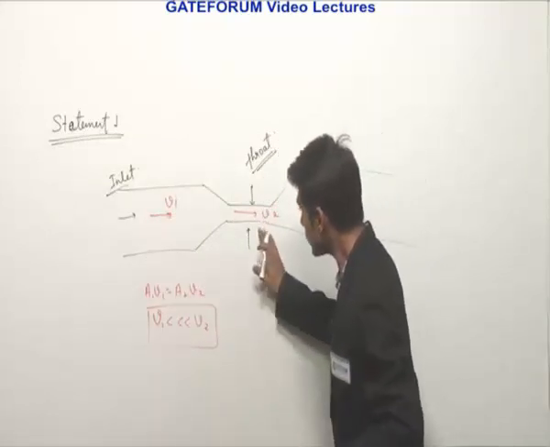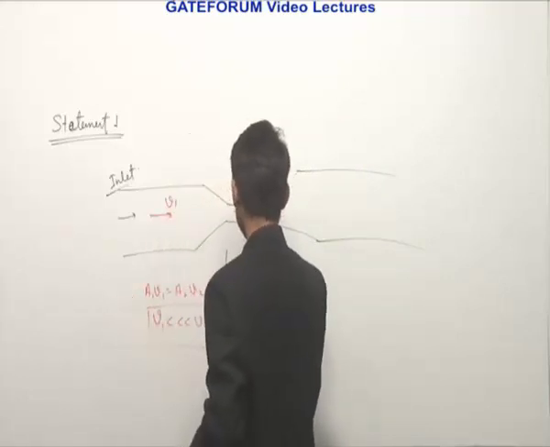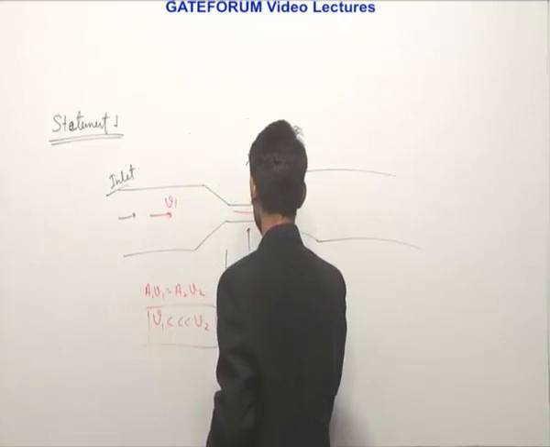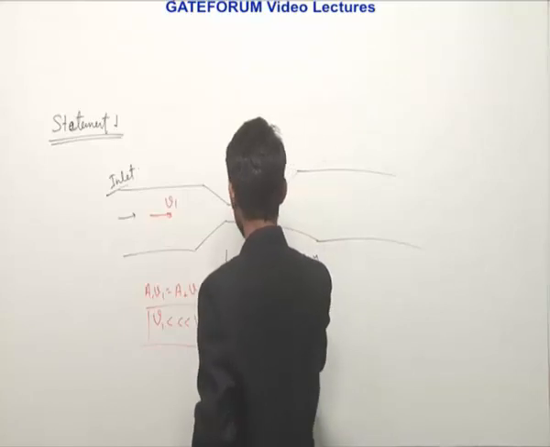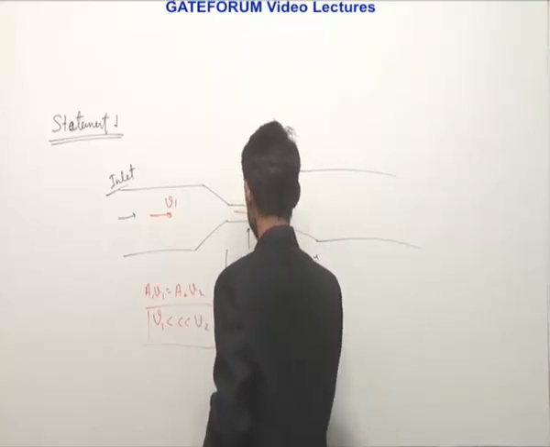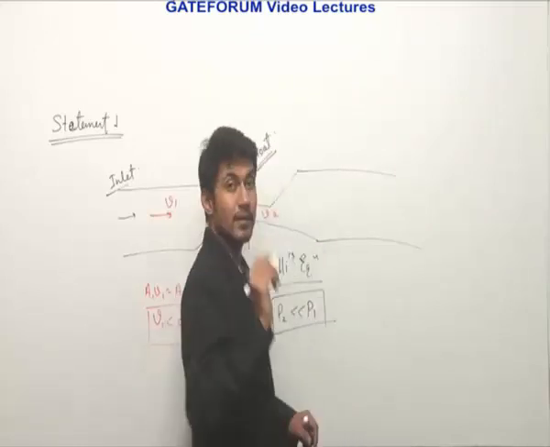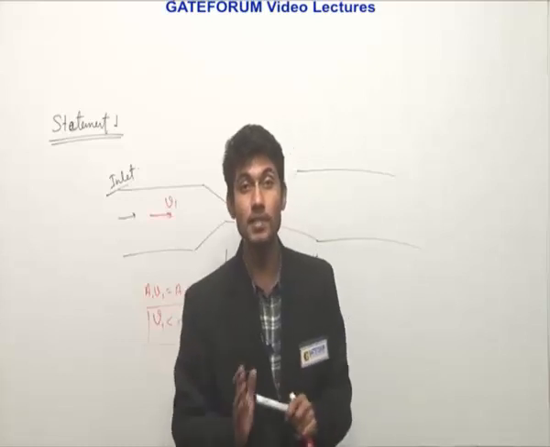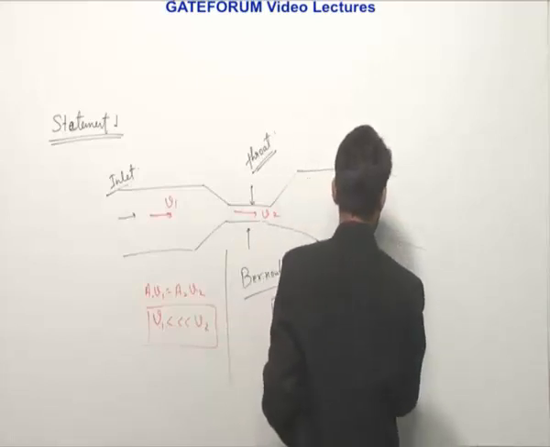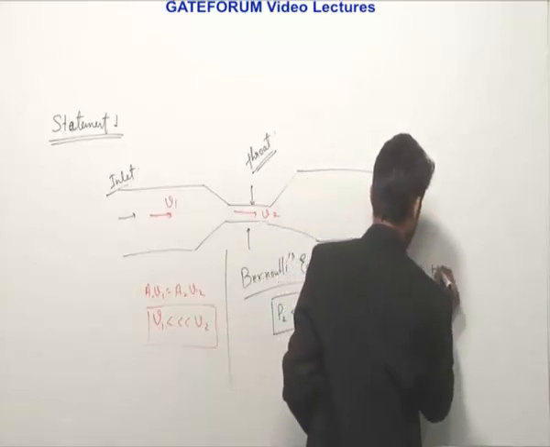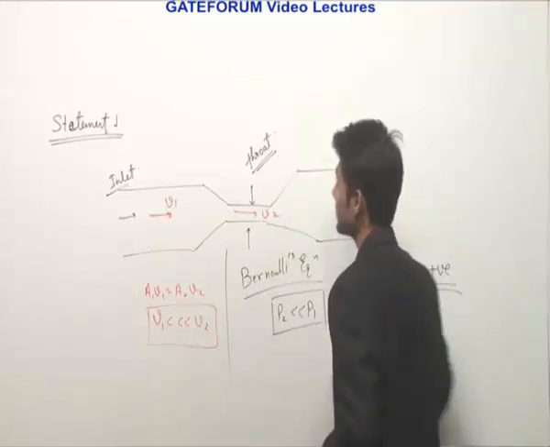Velocity is increased. Due to this increase in velocity, it is due to the continuity equation. According to Bernoulli's equation, we know as velocity increases, pressure decreases. So here pressure P2 will be less than P1. And in statement 1 it is given that there is a positive pressure difference between inlet and throat. So P1 minus P2 should be positive. This is what statement 1 suggests to us. And do we have P1 greater? Yes, P1 is greater than P2, so statement 1 is correct.